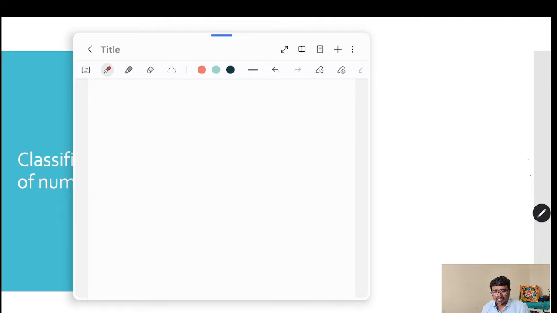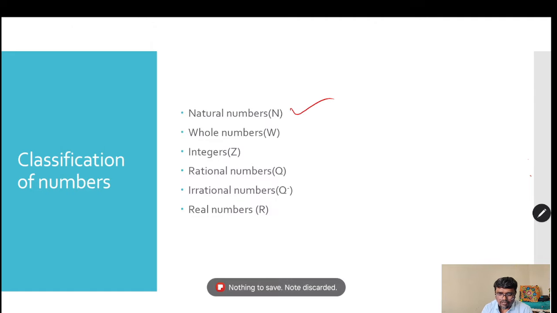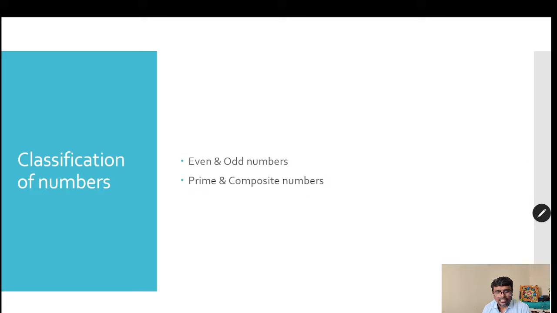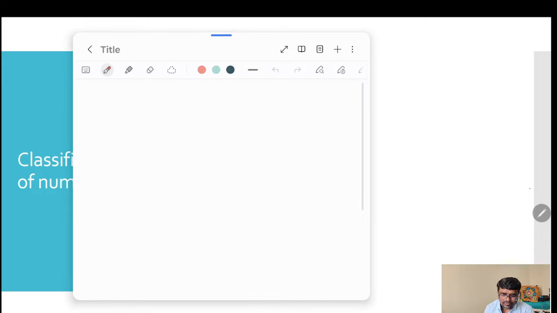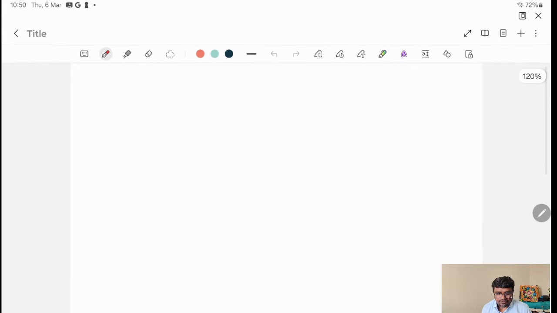This is the first part, classification of the numbers. So already we discussed what are natural numbers, whole numbers, integers, rational numbers, irrational numbers, and real numbers. Okay. Next, the other type of classification, that also we'll discuss. The other way of classification of the numbers: even numbers and odd numbers.